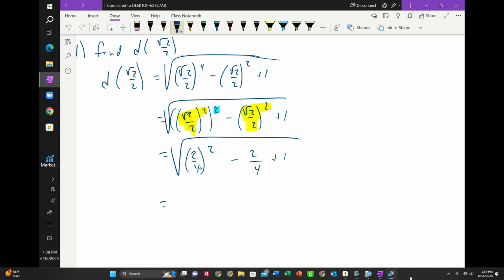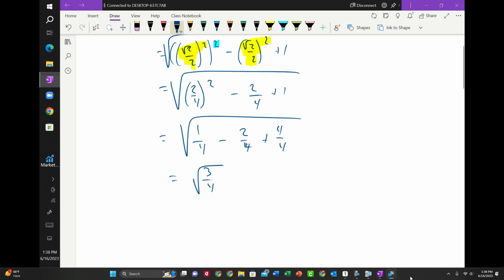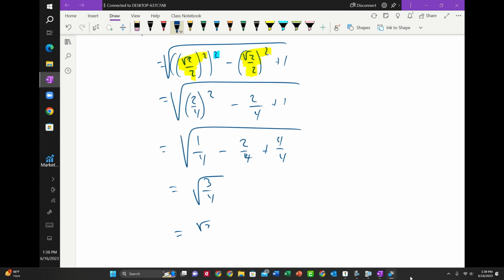2/4 is the same as 1/2, so 1/2 squared is 1/4 minus 2/4, and these are all in terms of fourths. So I'm going to rewrite that 1 as 4/4. Then we have 1 minus 2 is minus 1, plus 4 is 3. So we have the square root of 3/4, and the square root of 3/4 is the same as square root of 3 over square root of 4, which then is the square root of 3 over 2. So the distance between the origin and the point where x is square root of 2 over 2 is going to be the square root of 3 over 2.